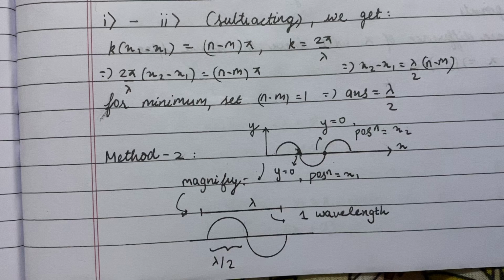Now, method 2 is we take a snapshot at any general instant t equal to t1. And as you can clearly see in the diagram below, 2 points or particles whose displacement along the y-axis is 0, that is y equal to 0, are separated by a distance of λ/2, as the entire snapshot in the diagram below covers one complete wavelength or λ, and hence the answer is λ/2.